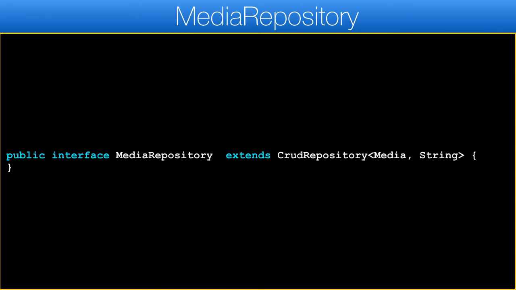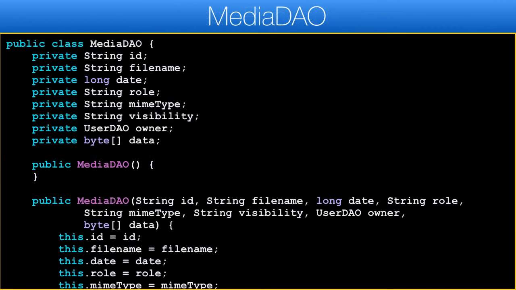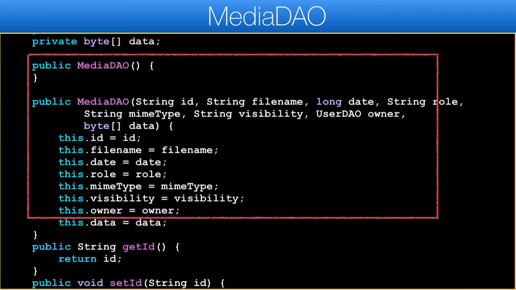Before we go into the media DAO, we also need to mention the CRUD repository interface for this class. It's simple as we don't need any queries at this point. Now that we got this out of the way, we can look at the DAO. It's trivial too. The fields map directly to the fields of the media class in this case. The obvious exception is the user DAO object, which uses the DAO type instead of the user type.